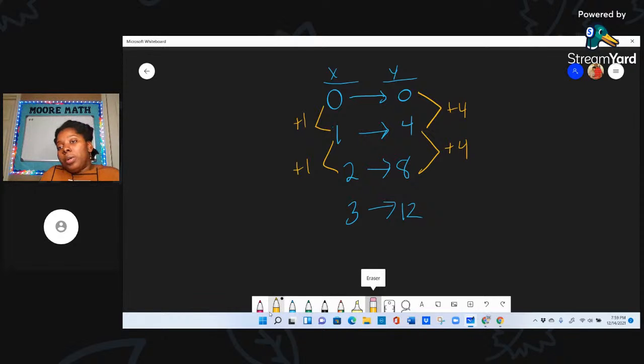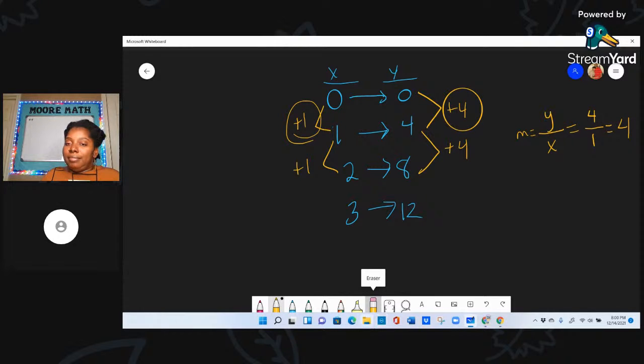Okay, so we're going to do y over x. We're going to take this 4 and put it over 1. Good. Okay, and now our slope is 4. All right, so far we have our slope. Let's see if there's anything else we need to do. So give me one of these x's, anyone.